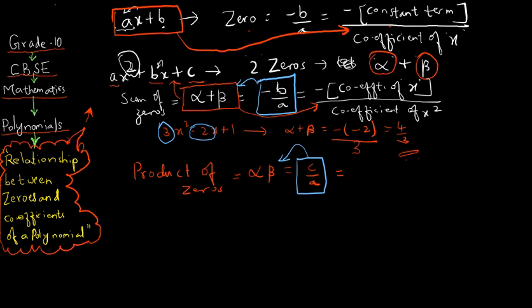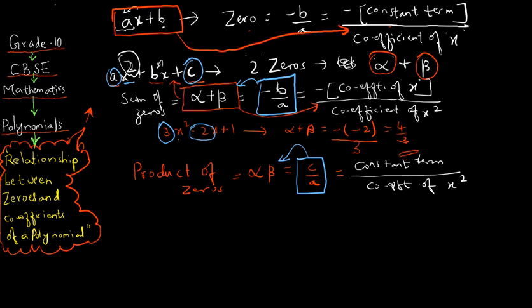Now when you look at c, it's clearly the constant term. Here lies the constant term c, and a is nothing but the coefficient of x squared. And therefore, in the general form of understanding the polynomial coefficients, this would be the constant term divided by the coefficient of x squared, is how I understand the product of roots.